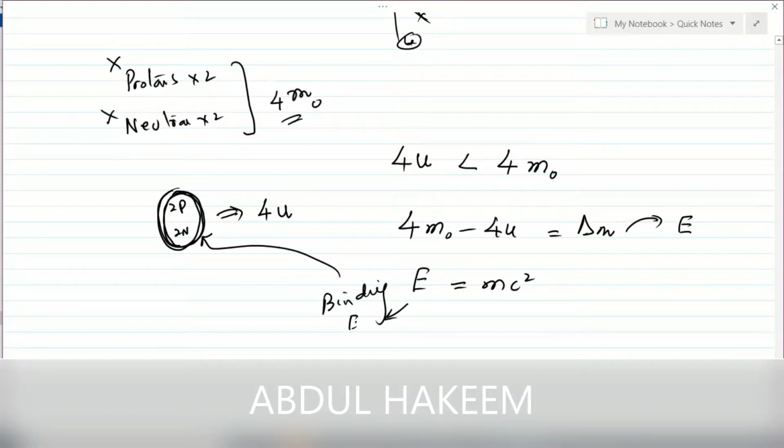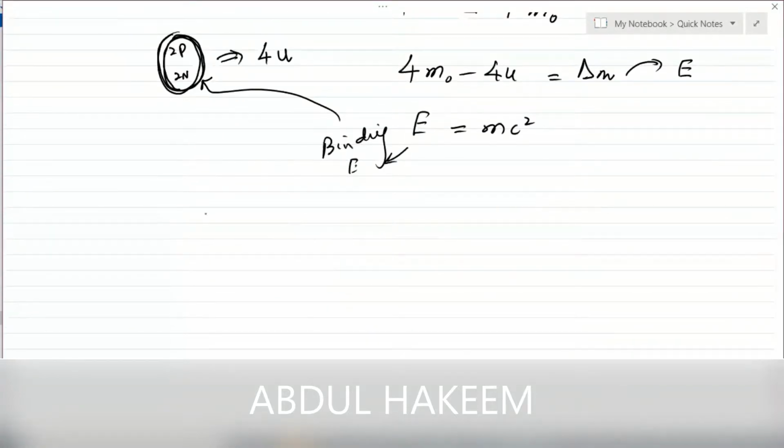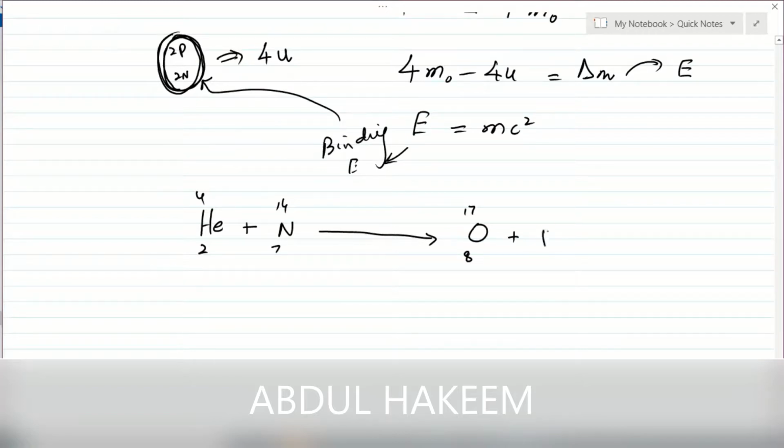Now, for example, there is a reaction: helium, which is alpha particle, 2, 4, and nitrogen, 7, 14, and oxygen, 8, 17 is formed along with the release of the proton. So with the combination of alpha and this nitrogen, another nucleus is formed along with the release of the proton.